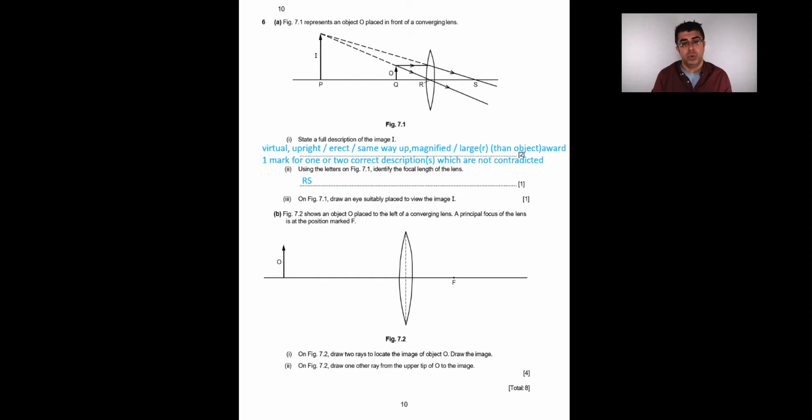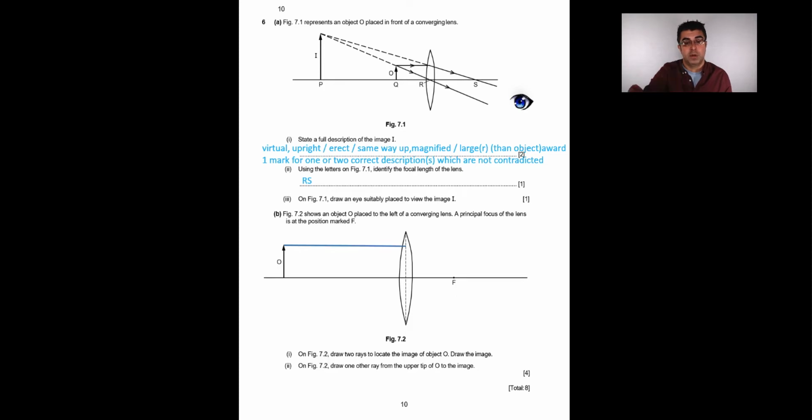Figure 7.2 shows an object placed to the left of a converging lens. A principal focus of the lens is at the position marked F. On figure 7.2, draw 2 rays to locate the image of the object O. Draw the image. So remember the rules in no particular order. Apologies, missed a part here. On figure 7.1, draw an eye suitably placed to view the image. The eye should be down here, so you're looking at the image up there. I missed that out. Back down here, remember the rules.